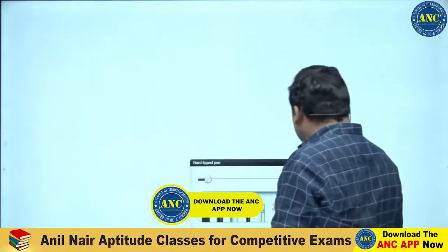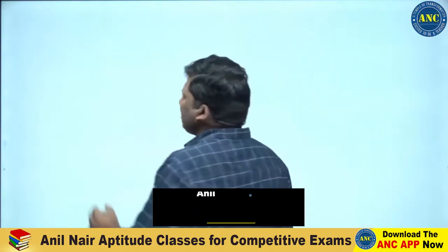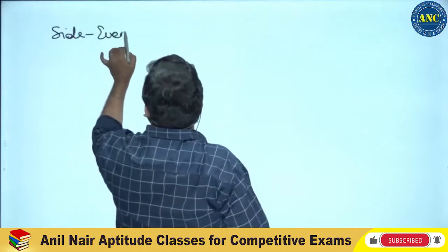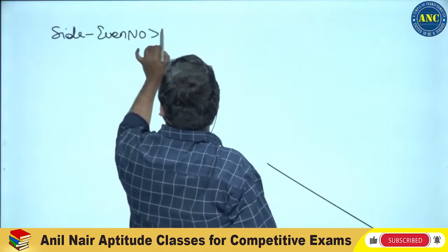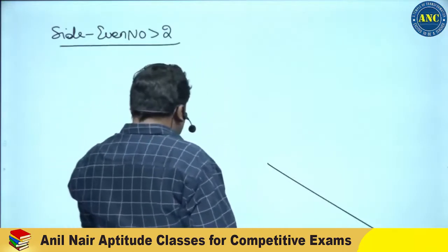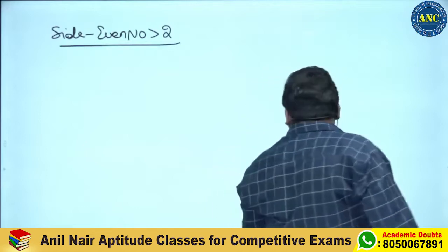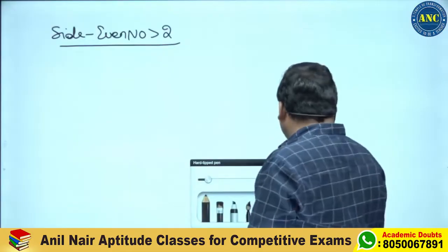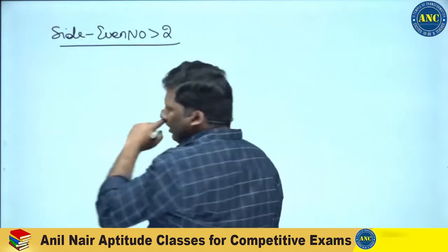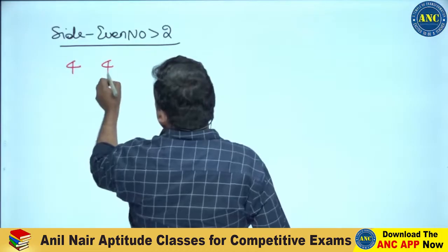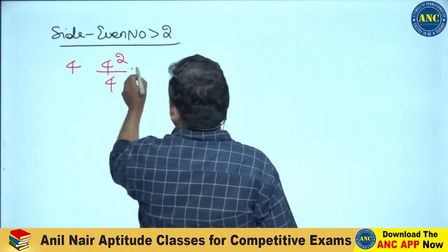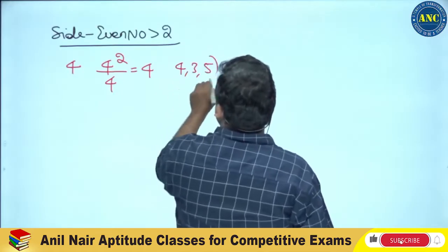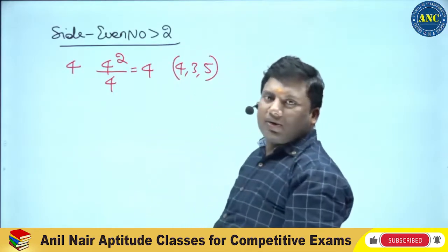Let us see what will happen if the side is an even number greater than 2. Listen carefully. What is the lowest even number greater than 2? 4. If it is an even number, square it and divide by 4. 16 by 4 is 4. Subtract 1, add 1: 4 gives 3 and 5. So the triplet is 3, 4, 5.